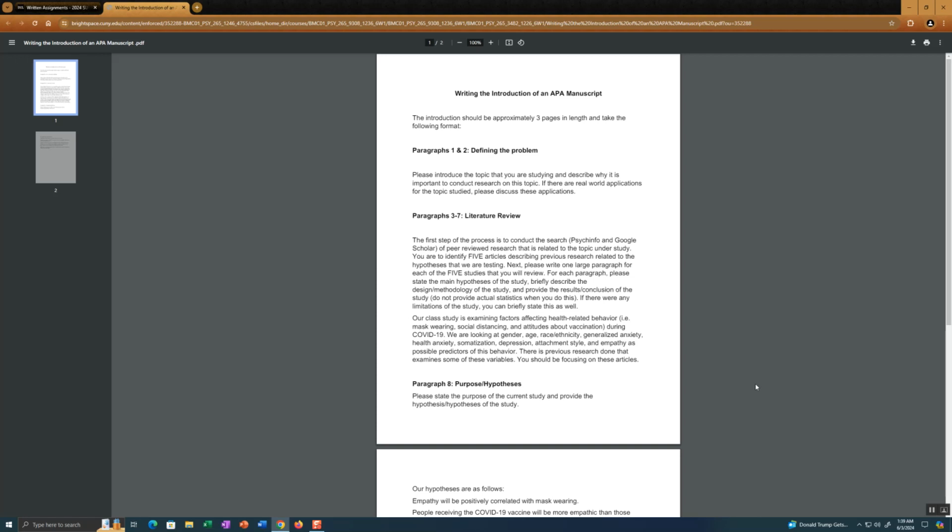The introduction should be double-spaced. Everything, all written assignments should be double-spaced, 1-inch margins, 12-point font. So don't use fancy scripts or whatever. 12-point basic font. Times New Roman, Arial, something that's not too fancy, that looks normal, that can be read easily. And it's going to be 8 paragraphs long.